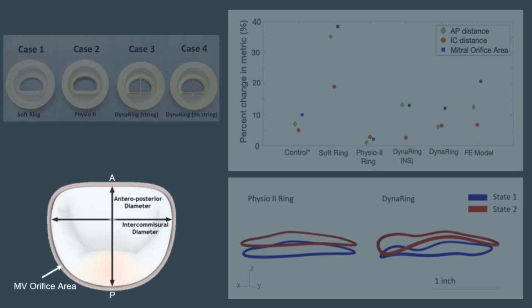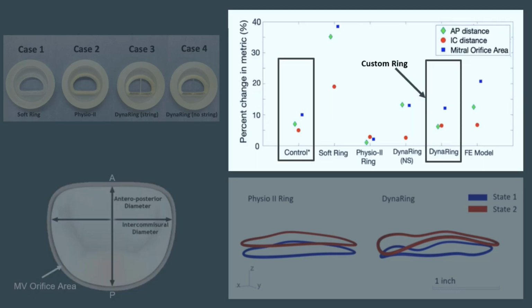Literature in the field has outlined metrics to characterize healthy mechanical performance of mitral annuli, and we characterize DynaRing using these same metrics. Specifically, we look at the anterior-posterior, or AP, distance, inter-commissural, or IC, distance, and mitral orifice area. In the figure at the top right, we compare the metrics for the 4 test cases, as well as a finite element model prediction of DynaRing's performance and literature control values of healthy annuli.